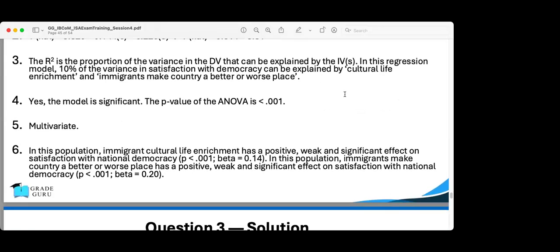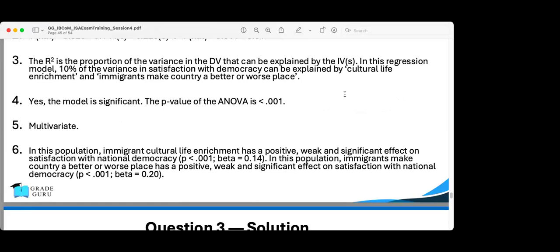This is a multivariate analysis. Okay, and your specific effects would be: in this population, immigrant cultural life enrichment has a positive, weak, and significant effect on satisfaction with national democracy, P and beta. In this population, immigrants make country a better or worse place has a positive, weak, and significant effect on satisfaction with national democracy. Yes, Laura?